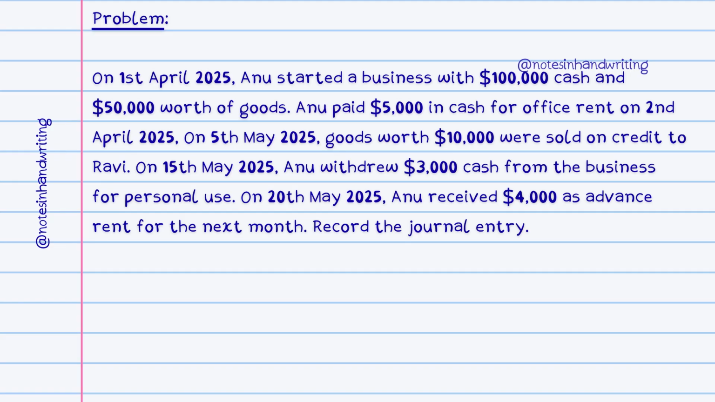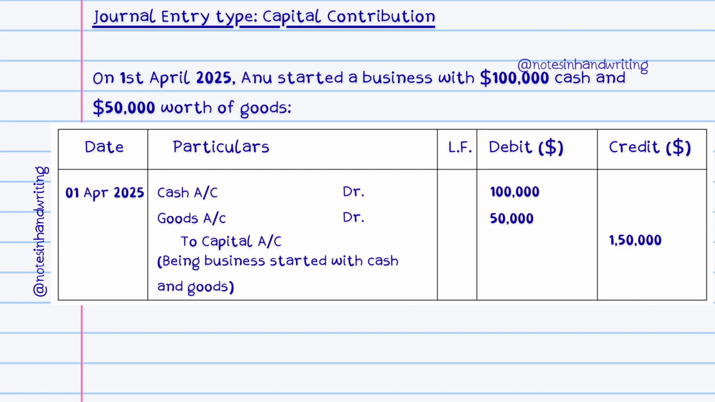Record the journal entry. Starting with the first entry type, that is capital contribution. We now know that Anu started the business with some cash and goods. To record Anu starting the business, we have the following journal entry. There are 3 accounts involved in this transaction. First is the cash account, then goods account, and then the capital account.